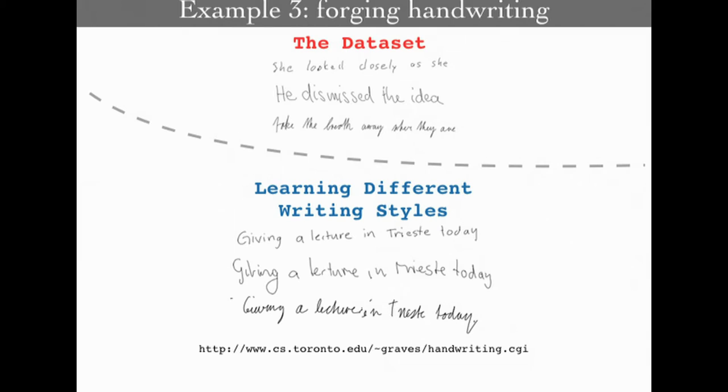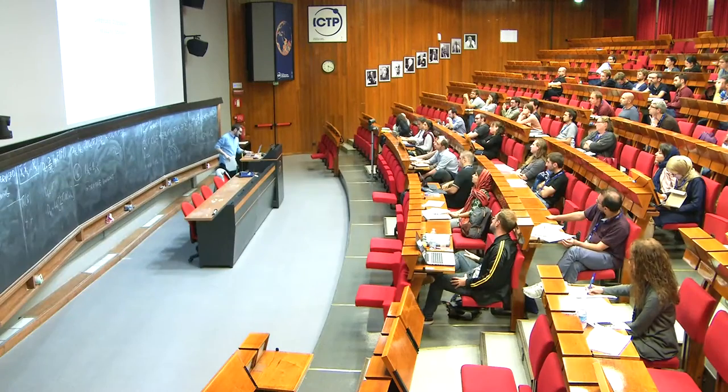You can have this person write, for example, that they are giving a lecture in Trieste today, but probably they don't even know where Trieste is. Or you can write that they owe you a lot of money and this kind of stuff. So it's also potentially dangerous. You have to be careful. And you can go, for example, on this website where they show you other interactive examples, where you can write your own text and it will be generated in that writing style. This is a general application.